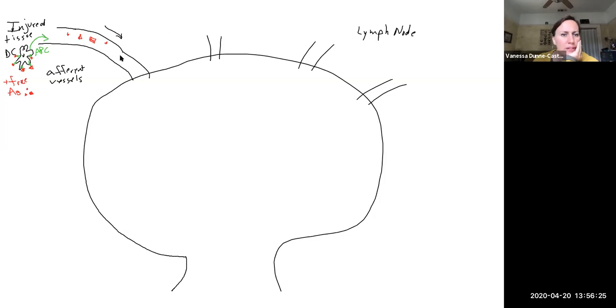Since I have the ability to draw a bunch of different colors, let's keep our dendritic cells a different color. So this stuff is all coming into the lymph node, and the lymph node has these afferent vessels, the stuff that's bringing lymph into the lymph node. The lymph node has these things called sinuses.